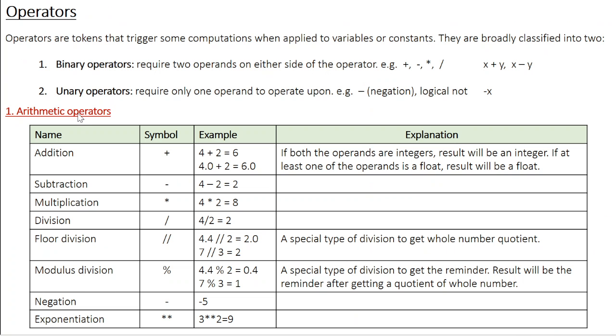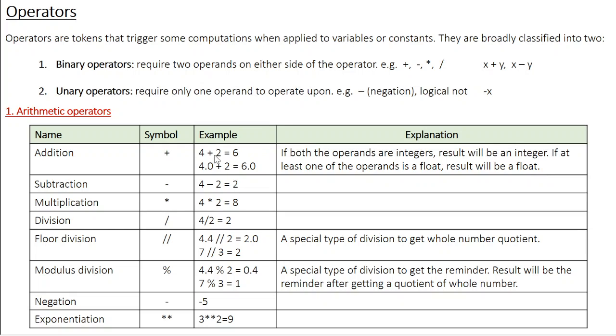First, arithmetic operators. As the name suggests, these are operators which perform some arithmetic operations. There are 7 of them: addition, subtraction, multiplication, division. So these 4 have their usual mathematical meaning. Always remember the thumb rule: if both the operands are integers, the result will be an integer. If at least one of them is a float, then the result will be a float.